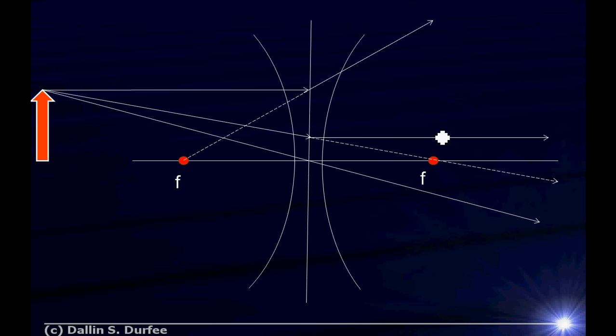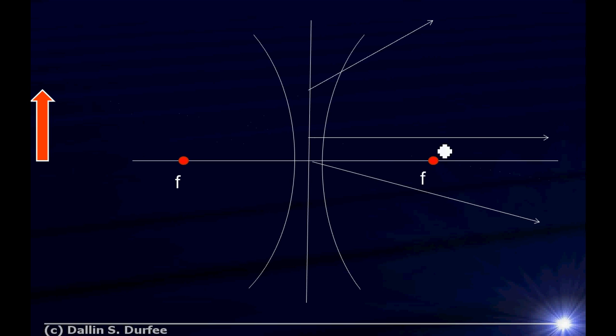As you can see, these three rays do not intersect, and instead, if I put my eye over here and look at this, it looks like they're all coming from a point over here, and I get a virtual image. Q is negative. Negative Q means virtual image. Magnification is negative Q over P. Since P is positive and Q is negative, the magnification is positive, and my image is upright. It is not inverted.